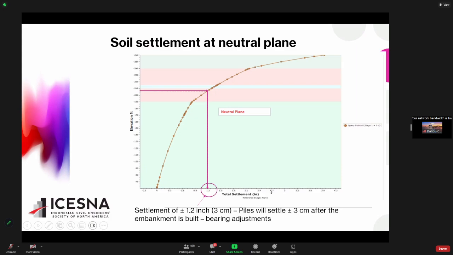So according to the neutral plane theory, your pile will deflect approximately 3 centimeter plus the elastic shortening, which is very small. So for any practical purpose, your pile will settle approximately 3 centimeter. Okay, and after the placement of the embankment, the contractor will adjust the bearing of the bridge so it will make up this 3 centimeter. They need to make some adjustment on the bearing so that the bridge will sit at the right elevation.